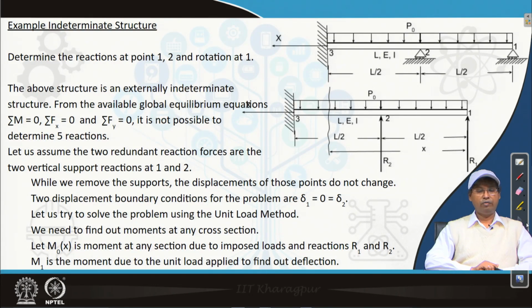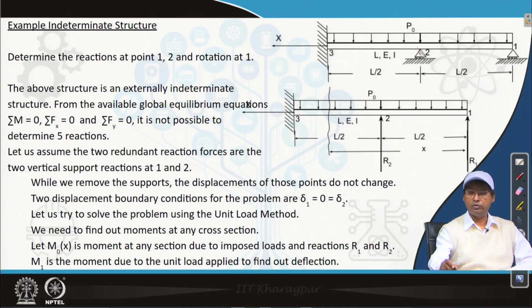This is one more example of an indeterminate structure. Here we will be following the unit load method. It is a cantilever beam, but there are two supports, at 1 and 2, under the uniformly distributed load P0. These 1 and 2 are equidistant apart, that is L by 2 and L by 2, and since there are roller supports, only vertical reactions are to be considered.